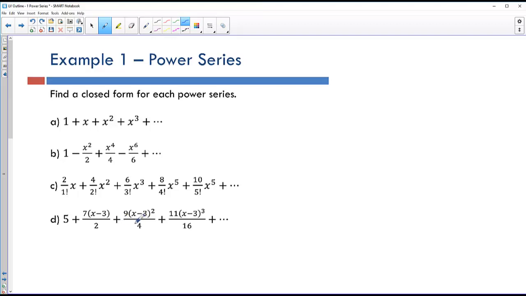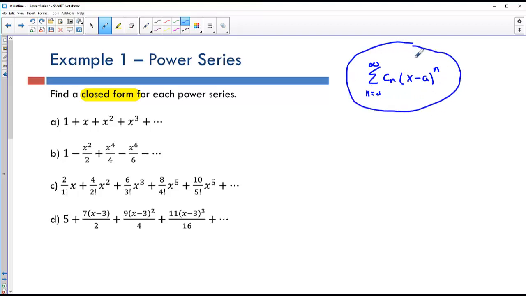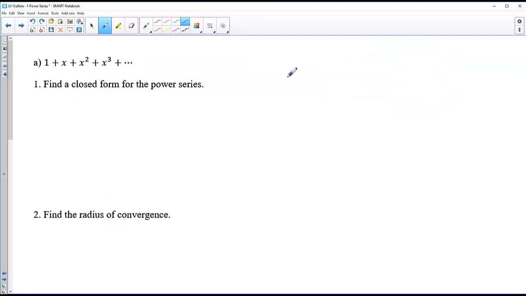So what we want to do in this problem is find a closed form for each of the power series. The idea is we want to rewrite each of these power series as the sum n equals 0 to infinity of some number c sub n times some x minus a to the nth power. This is called a closed form. So let's take a look at our first example.